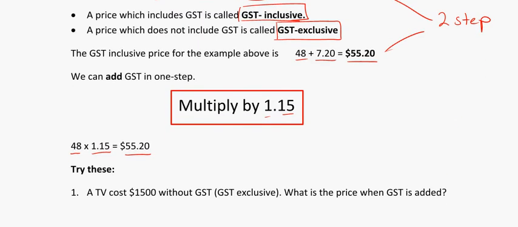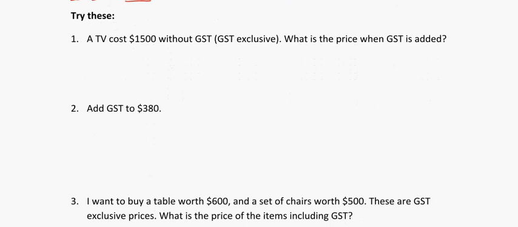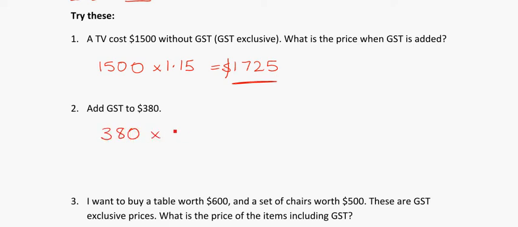Okay, so let's try some of these questions. A TV costs $1,500 without GST. What is the price when GST is added? So I'm just going to multiply by 1.15 and get 1725, so that's what I would expect to pay over the counter. Add GST to $380, so we just say $380 times 1.15, we have to add it on, so we can do it in 1 step, and we get $437.